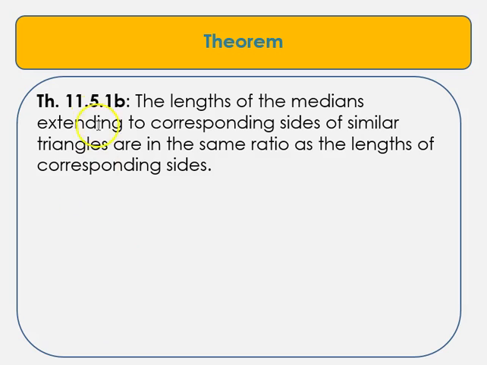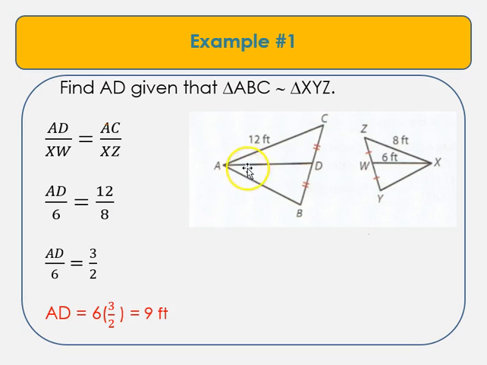Now we have another 11.5.1, but this is B. Instead of altitudes, we're going to talk about the lengths of the medians extending to corresponding sides of similar triangles are in the same ratio as the lengths of corresponding sides. So a median, if you remember, is a line dropped from a vertex that will cut the other side in half, or bisect the other side that you're intersecting.